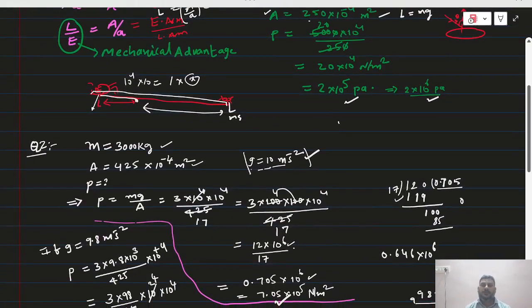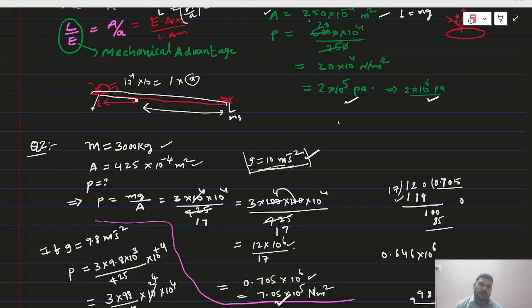Like the above model, here 3000 kg mass is given, and area is given. One basic important point for writing decimal values: in Advanced they will ask for two decimal points, whereas in Mains they ask for the nearest integer, right? So in Advanced it is compulsory to write two decimal points. This is a very important point.